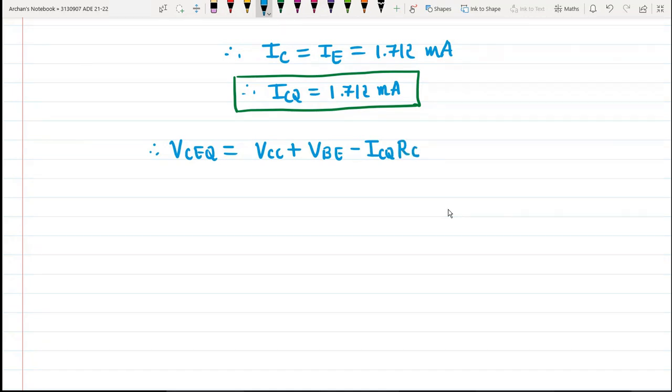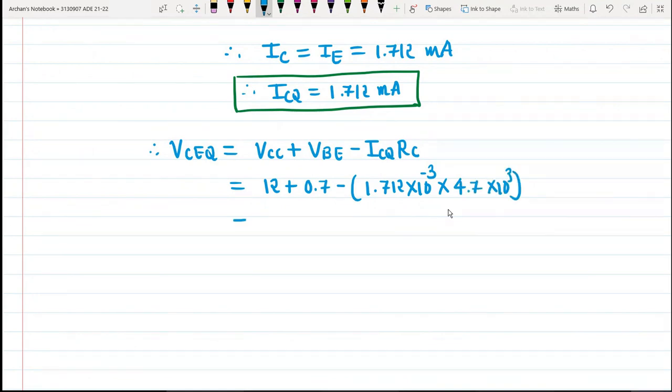minus ICQ RC. That is equal to VCC, which is given as 12 volt, plus VBE, which is 0.7, minus ICQ, which we have just derived, 1.712 milliampere, and collector resistance is 4.7 kilo ohm. So that will give us the value of VCEQ, which turns out to be 4.653 volt.